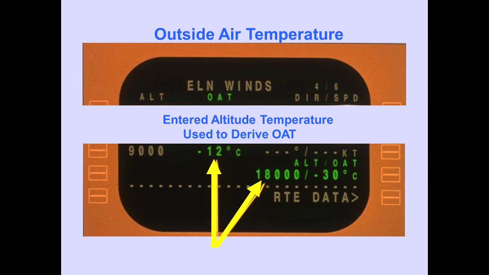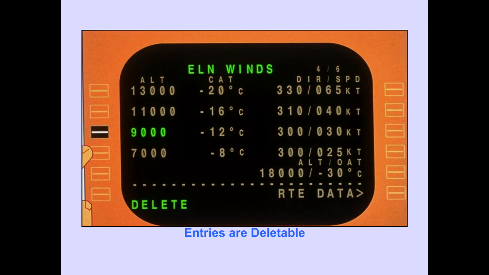Altitude temperature may be entered on the altitude OAT line. The entered altitude temperature with standard lapse rate is used to derive outside air temperatures. Altitude entries are deletable.